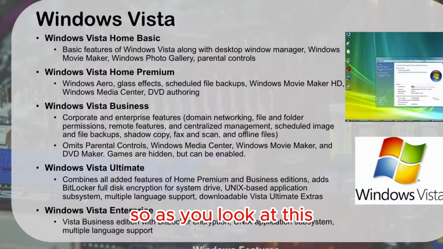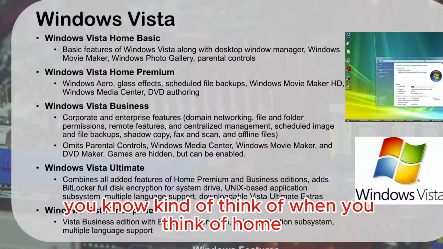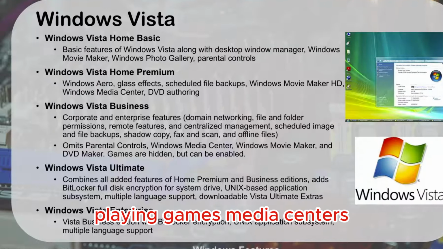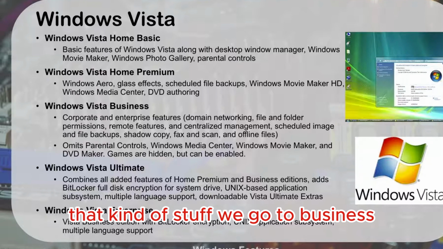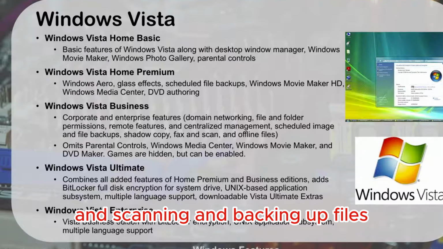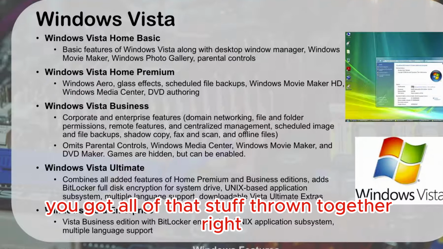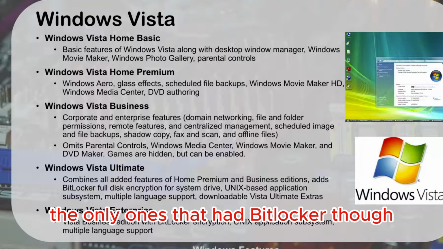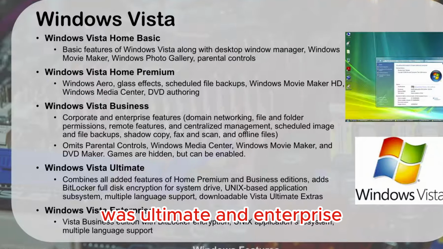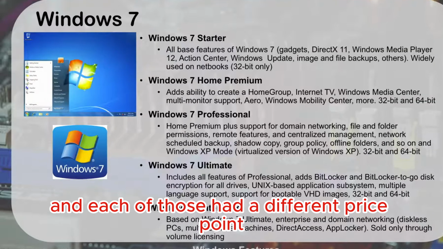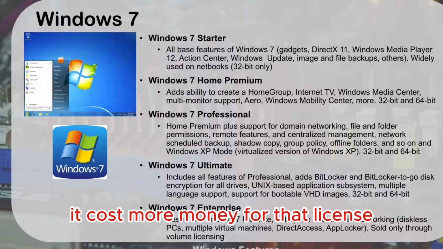So as you look at this, when you think of home, you want to think of things like making DVDs, playing games, media centers, that kind of stuff. When you go to business, it's all about work, faxing and scanning, backing up files, and centralized management. Ultimate, you got all of that stuff thrown together, right? The only ones that had BitLocker, though, were Ultimate and Enterprise. And each of those had a different price point. As you went down the scale, it cost more money for that license.